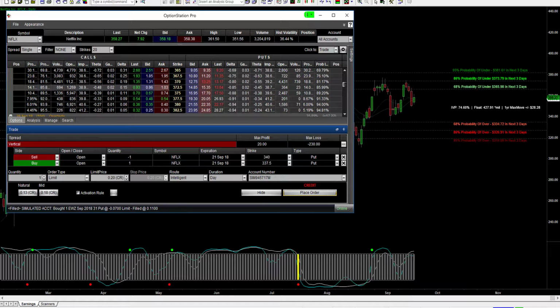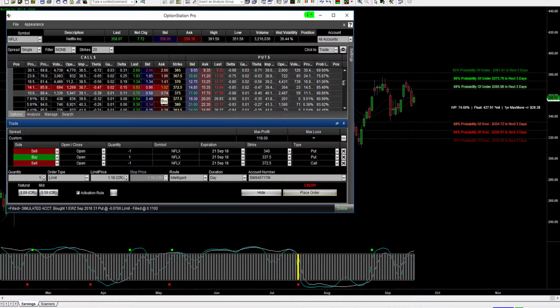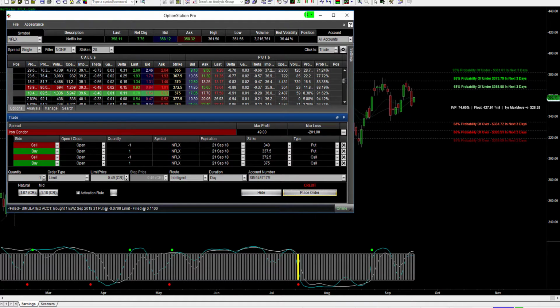And we only got 2 or 3 days left. That should be plenty of time to stay out the money. With 372.5 and 375, we'll look to take in a pretty decent amount of credit. So we'll go ahead and sell the 372.5 and buy the 375.